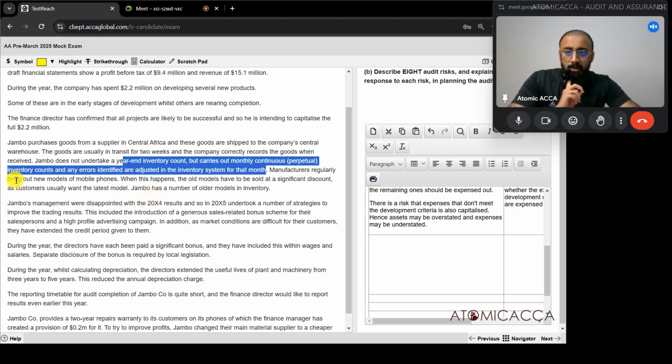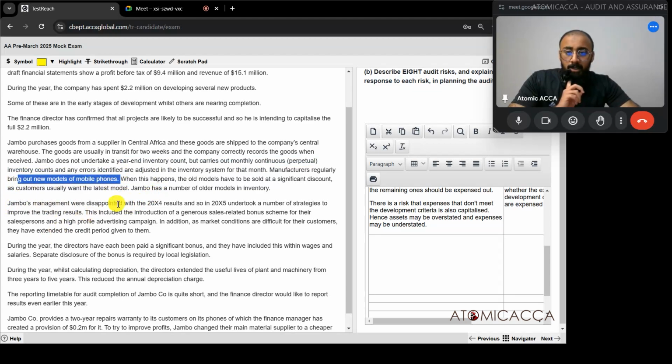Manufacturers regularly bring out new model of mobile phone. When this happens, the old models have to be sold at a significant discount as customers usually want the latest model. Jambo has number of older models in inventory.